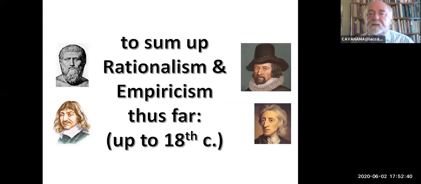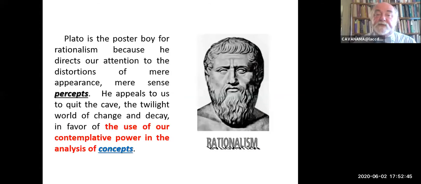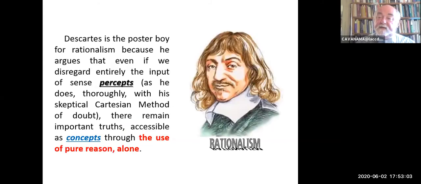So let's sum up rationalism and empiricism thus far, up to the 18th century. Plato is the poster boy for rationalism because he directs our attention to what mere appearance distorts; mere sense percepts distort. He appeals to us to quit the cave, graduate, join the alumni association, leave the twilight world of change and decay, and use our contemplative power in the analysis of concepts. Descartes is also a poster boy for rationalism because he argues that even if we entirely disregard our sense percepts, there remain important truths which are accessible to us through concepts, through the use of pure reason alone.